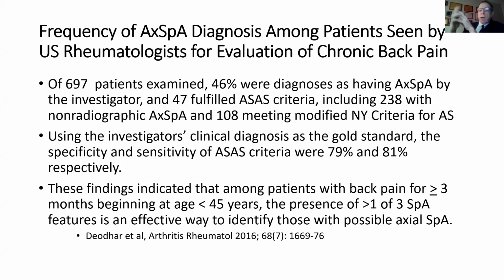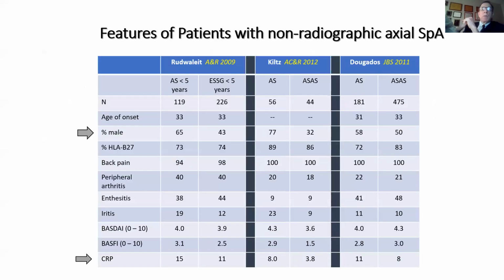This was published just a couple years ago and underscores the unmet need that we're really dealing with in the U.S. So if we compare, these are some of the older studies comparing patients with new onset ankylosing spondylitis with those with axial SpA, either using ESG criteria or OSIS criteria.